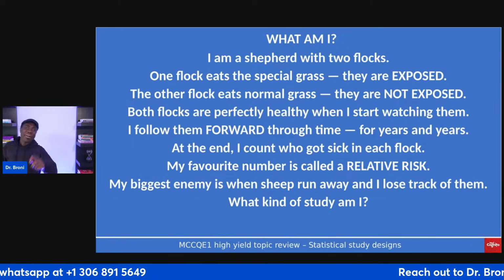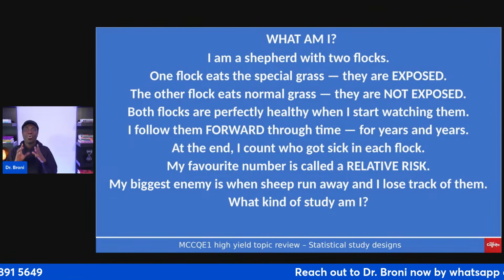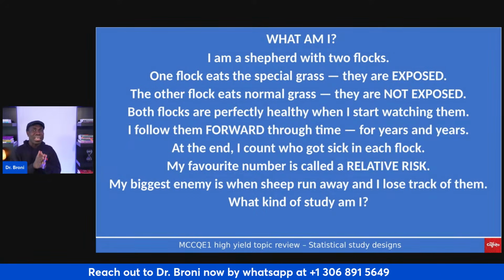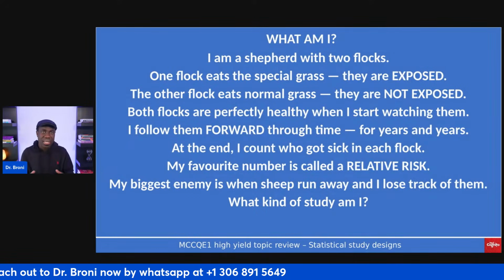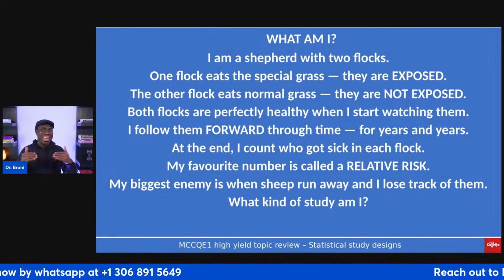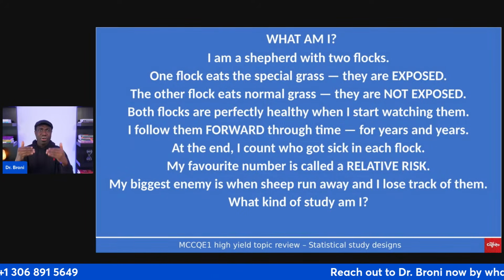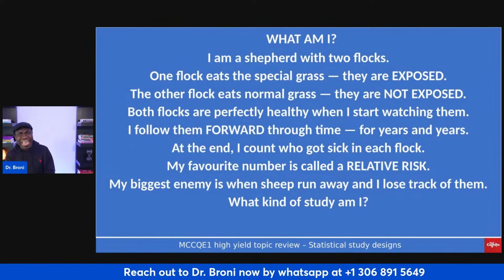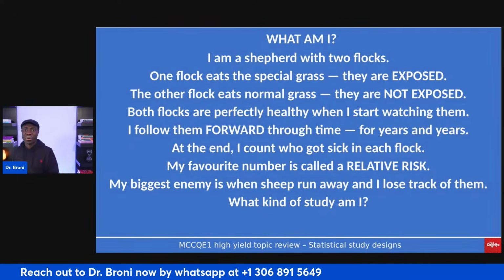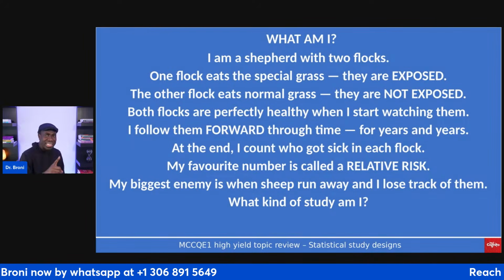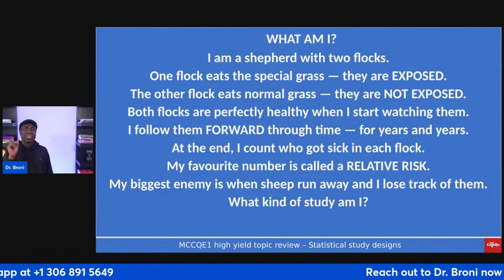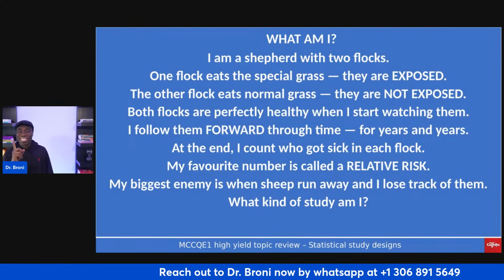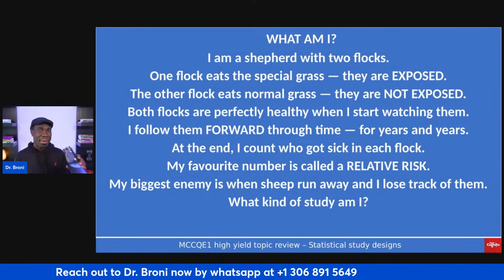Riddle. I am a shepherd with 2 flocks. One flock eats the special grass, which is the exposed. The other flock eats normal grass. They are not exposed. Both flocks are perfectly healthy when I start watching them. I follow them forward through time for years and years. At the end, I count who got sick in each flock. My favorite number is called relative risk. My biggest enemy is when sheep run away and I lose track of them. What kind of study am I?